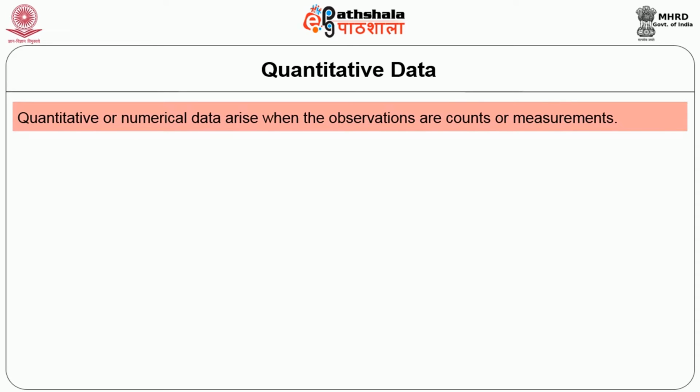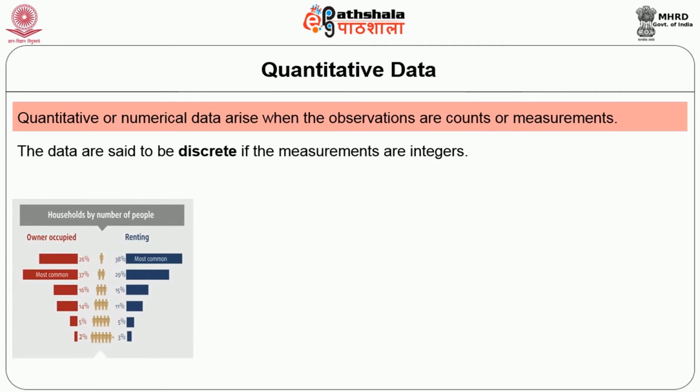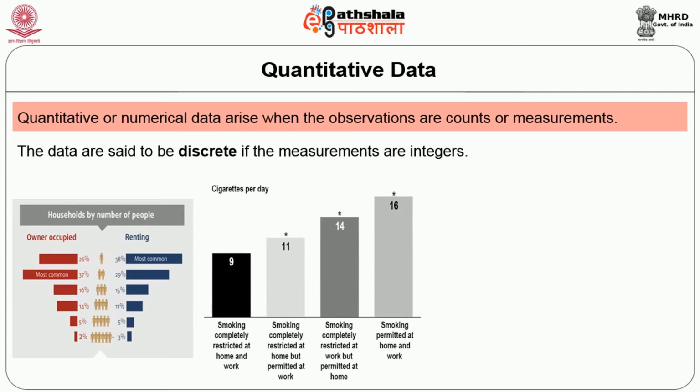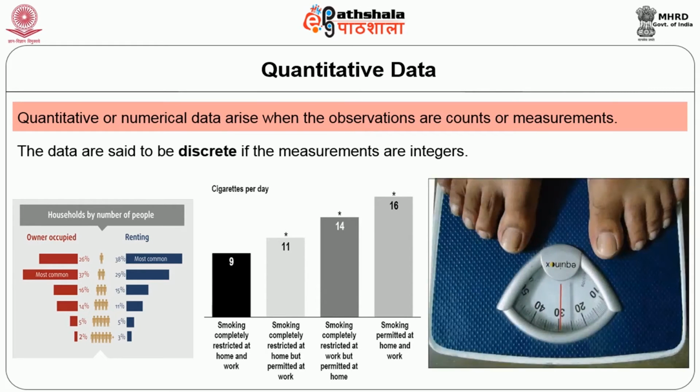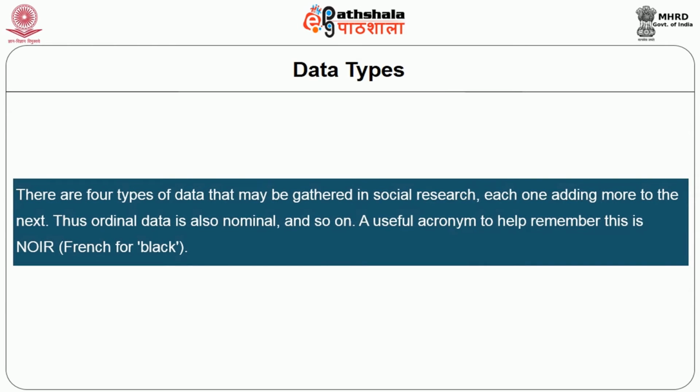Quantitative data are numerical data and arise when the observations are counts or measurements. The data are said to be discrete if the measurements are integers, for example, the number of people in a household, the number of cigarettes smoked per day. And it can be continuous if the measurements can take on any value, usually within some range, for example, the weight of a person.